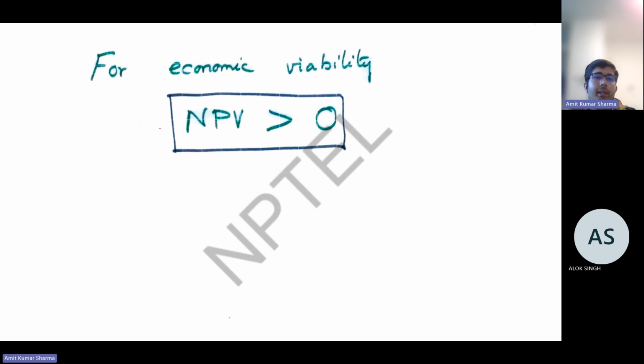So for economic viability, the net present value should always be greater than 0 and as high as possible.